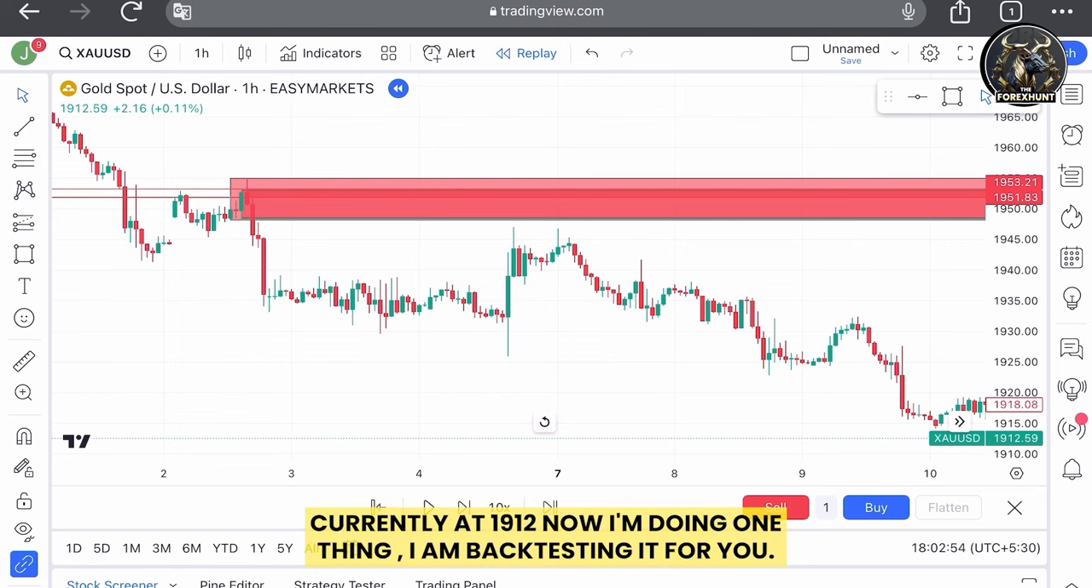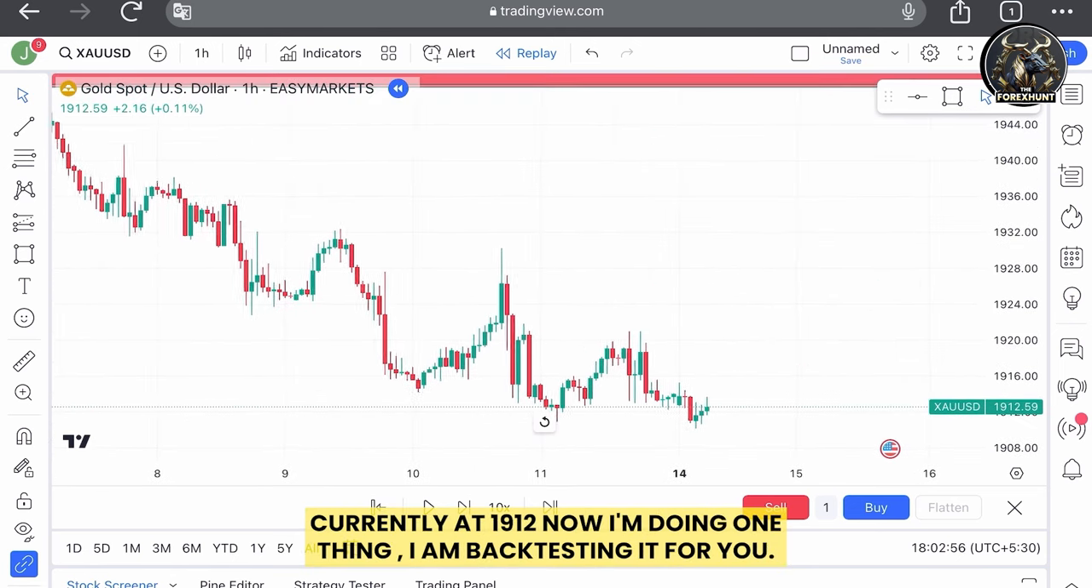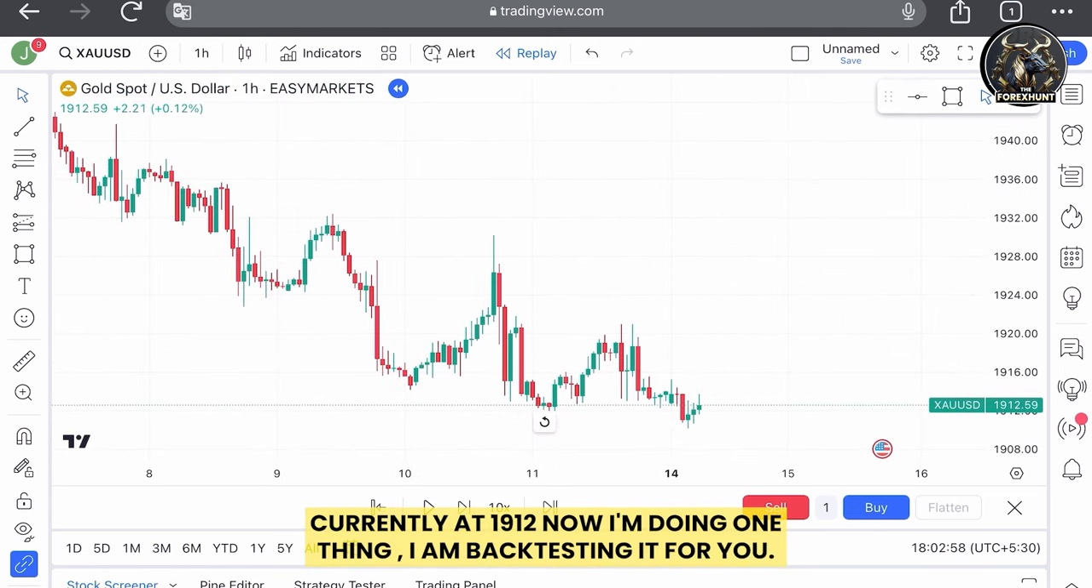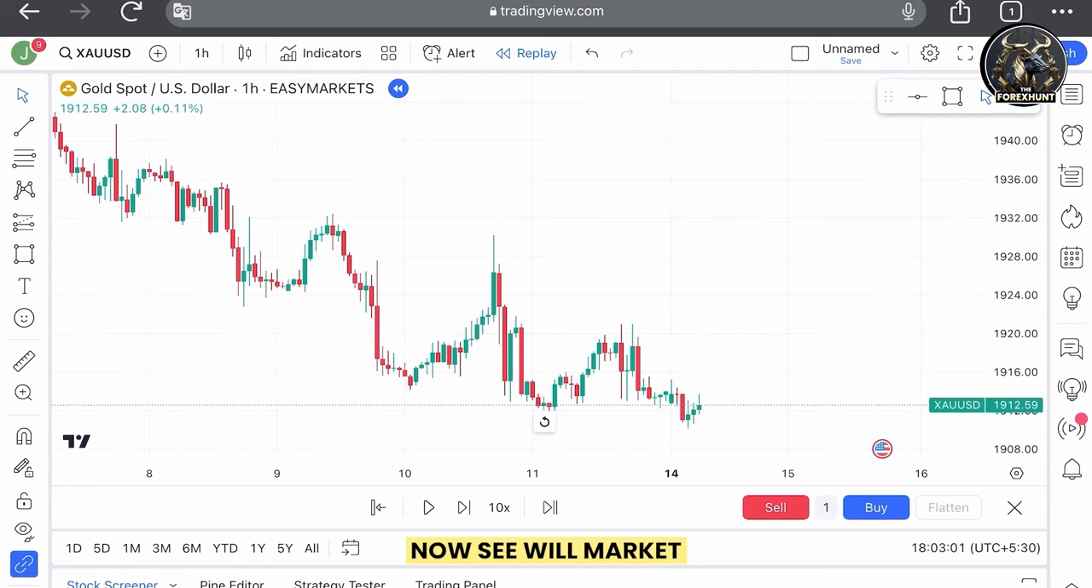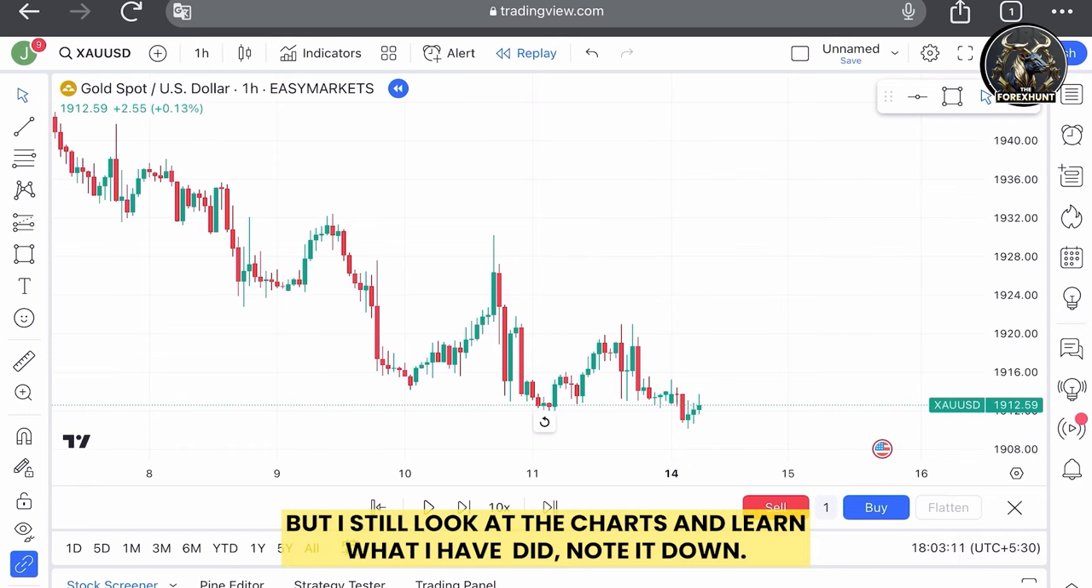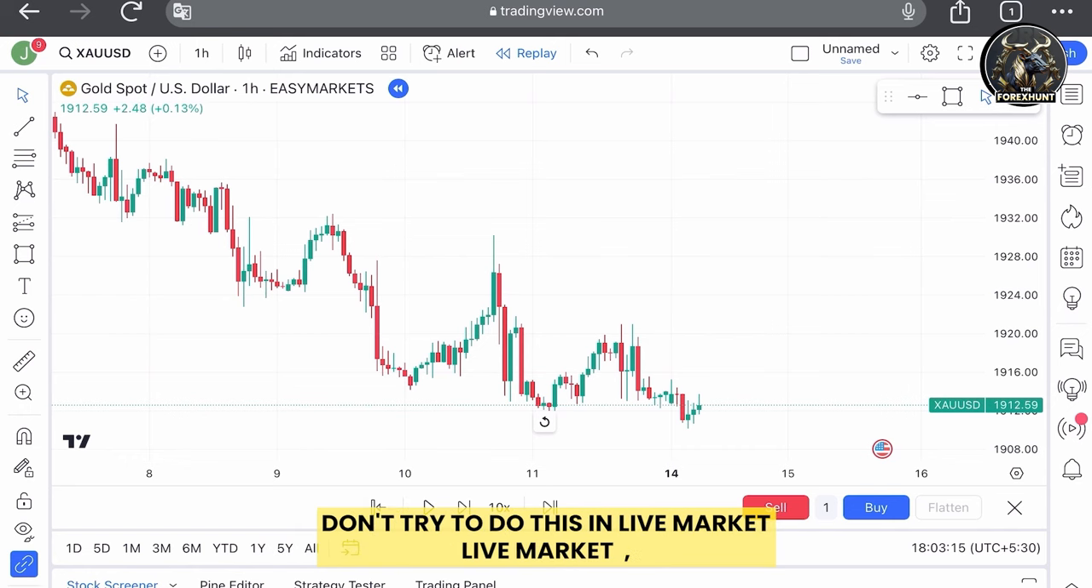The market is currently at 1912. Now I'm doing one thing, I'm backtesting it for you. Now see, will the market touch my zone and fall from it, or will the market break my zone? It can happen, it can break my zone, but still look at the charts and learn what I have done. Note it down. Don't try to do this in a live market.